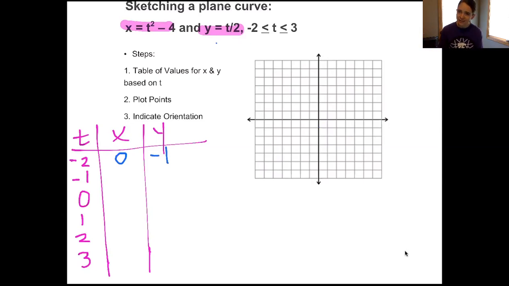If t equals -1, then x equals t squared minus 4 would give us the value of -3. If t equals -1, then y equals t over 2 would give us -1/2. If t equals 0, x equals t squared minus 4 would give us -4. And if t equals 0, y equals t over 2 would give us 0. Okay, I'm going to write down the rest of these coordinates. I want you to work on them on your paper, plugging 1, 2, and 3 in for t, and I'll write them along with you, but I'm just not going to say anything, okay?